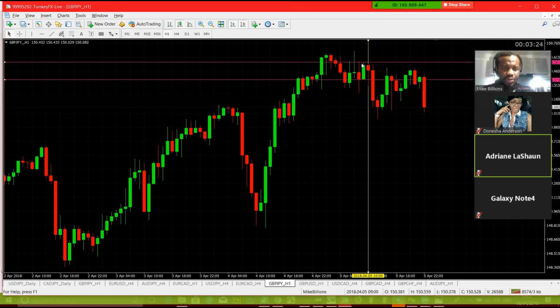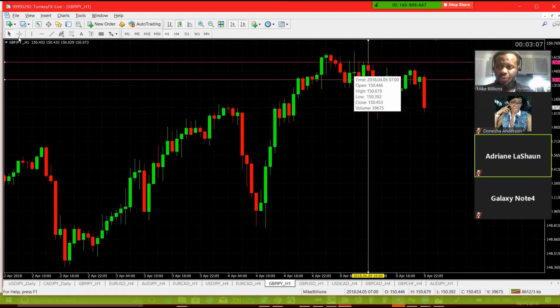So that's my resistance, and that's my support. The trick is to always do 10 pips above and 10 pips below for my entry. Sell stop 10 pips below, buy stop 10 pips above. That's just the ground.